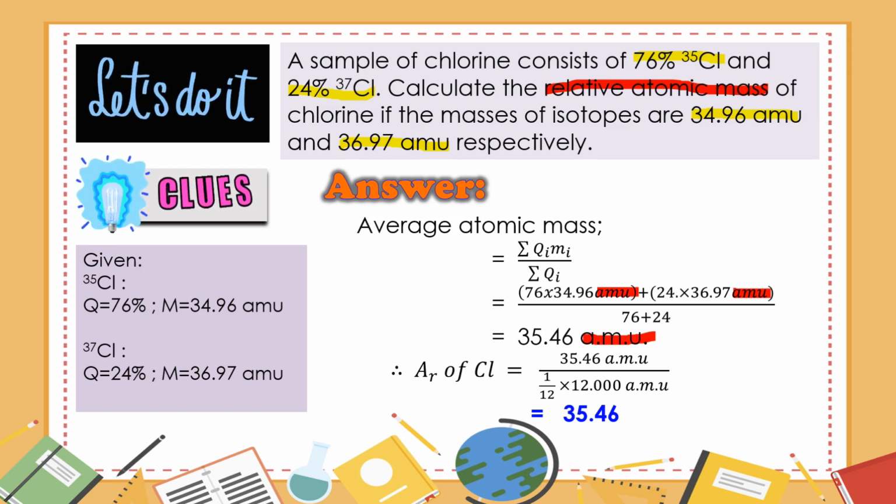Since the question asks to calculate the relative atomic mass, with no unit, you have to add the second step, by comparing the average atomic mass of chlorine with carbon-12. Therefore, the final answer here is 35.46.